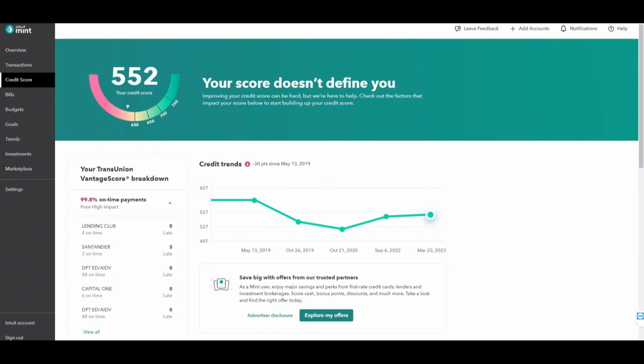Then, check your payment history because it shows whether you have made payments on time. Late or missed payments can significantly hurt your credit score, so Mint makes this easy to spot.